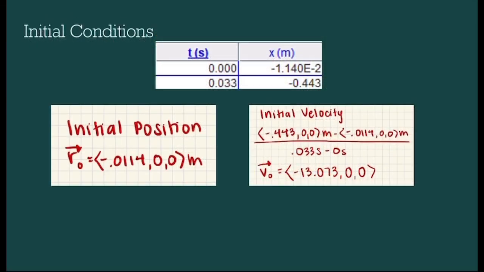So from that video that we took of our circular object rolling, we can get our first two data points. From this, we can find our initial position, in which the vector is negative 0.0114 meters in the negative x direction, meaning it's going towards the left. And from this, we can find our initial velocity, which is equal to negative 13.073 meters per second in the x direction, meaning it is going to the left.